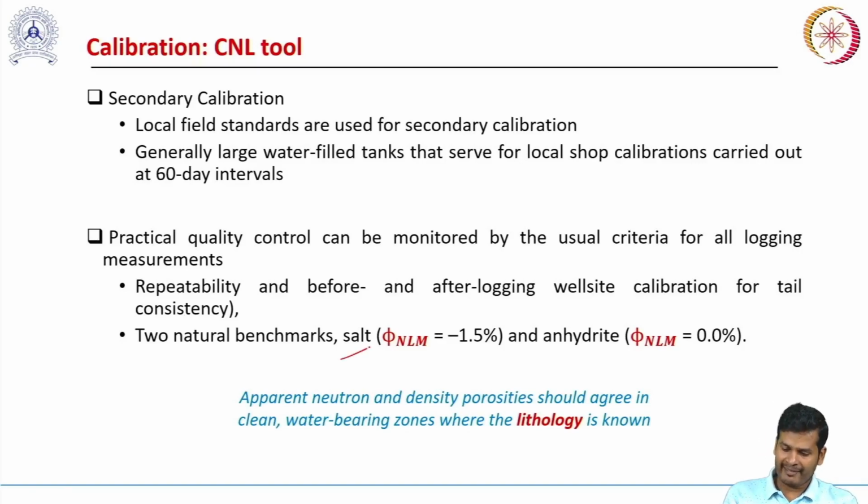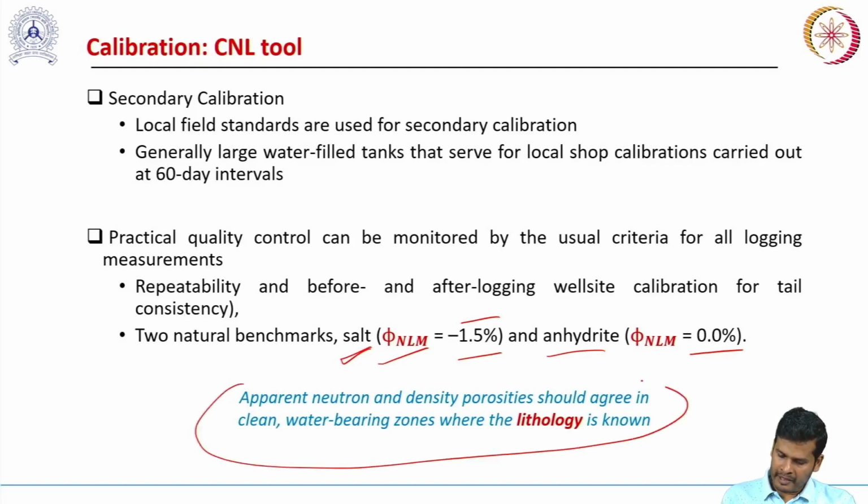For example, in a salt formation, if I use the apparent neutron porosity in limestone setting, NPHI, it would become minus 1.5%. Similarly, against anhydrite, if I calculate the apparent neutron limestone porosity, it will read around 0%. So this is the standard response of the neutron logging tool against these two formations. Once again, the porosity cannot be negative. It is only negative because the actual formation matrix is salt, but we are using what? Limestone. That's why we are getting a negative porosity.